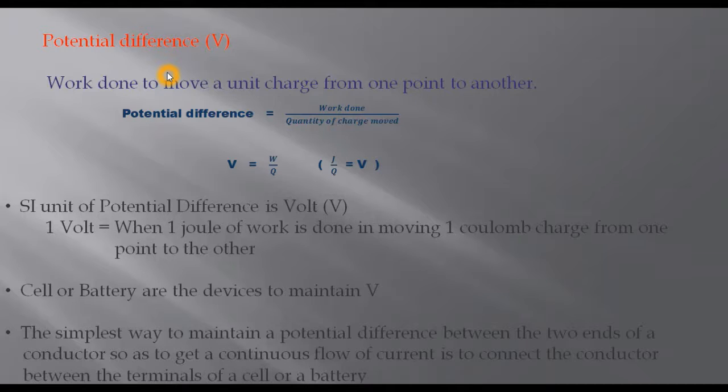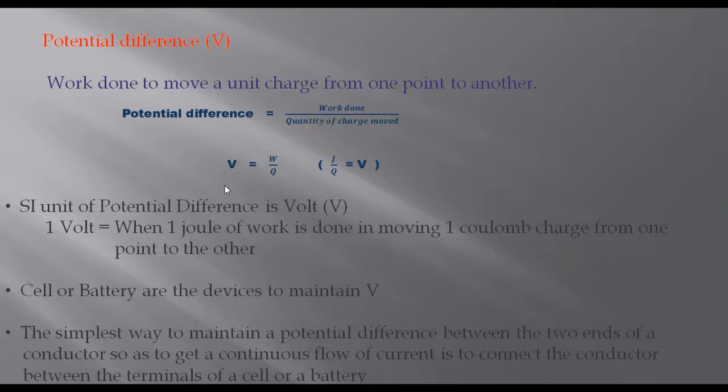So what is potential difference? That is nothing but the work done to move a unit charge from one point to another point. That means the work that is done by a battery to move the charges from one point to another is known as potential difference. Potential difference is denoted by the symbol V, capital V. And potential difference is equal to the work done in moving the charge from one point to another, that is work done divided by quantity of charge moved.